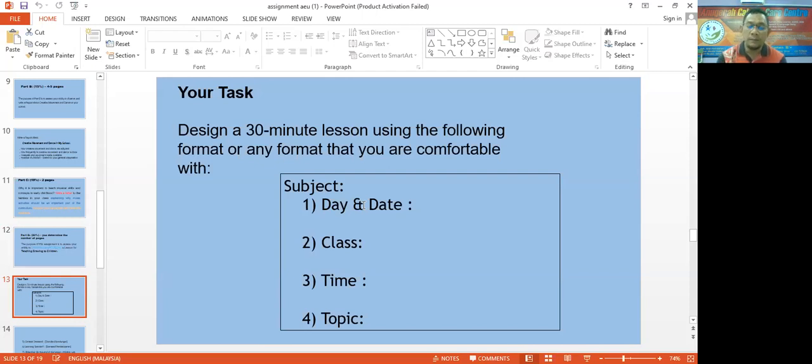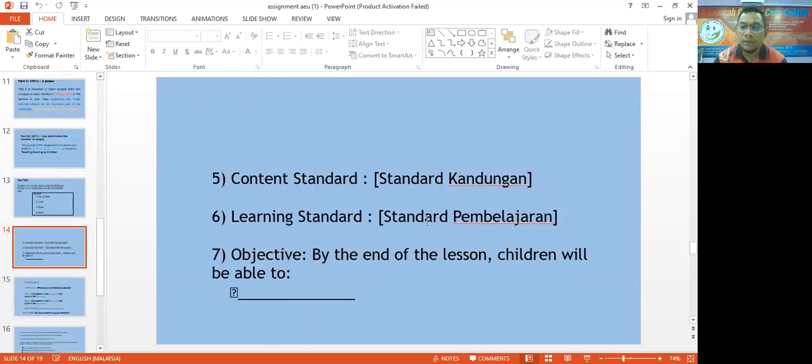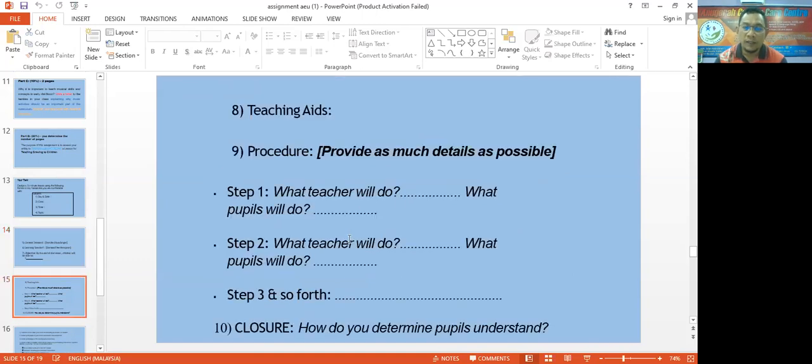The important thing in the format is the subject. What is the subject? And then the day and date, the class, the time, the topic, the content standard. Please refer to the SPK, and the learning standard and objective. You need to write the objective.